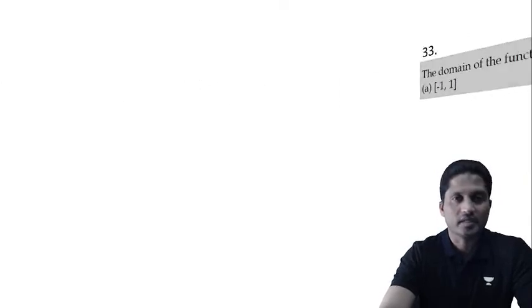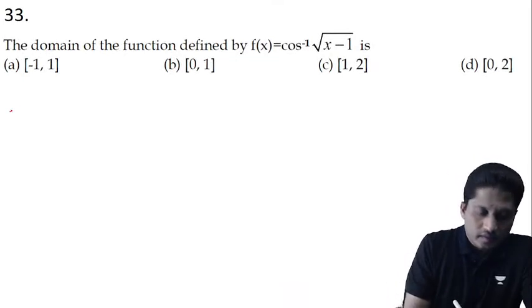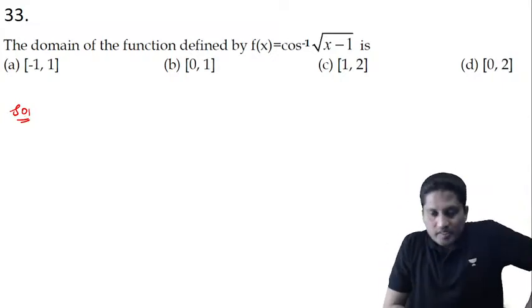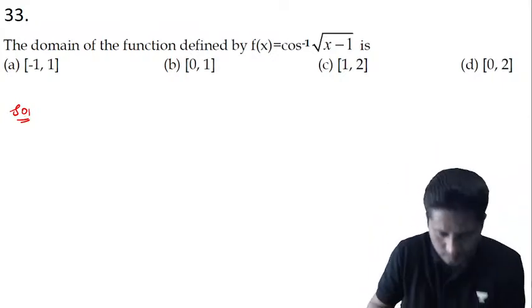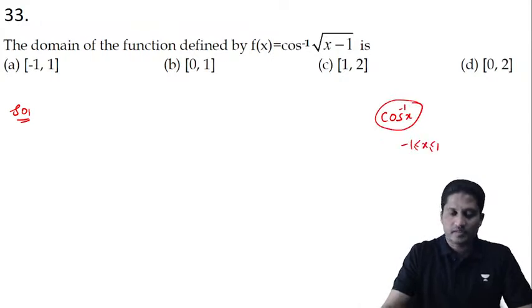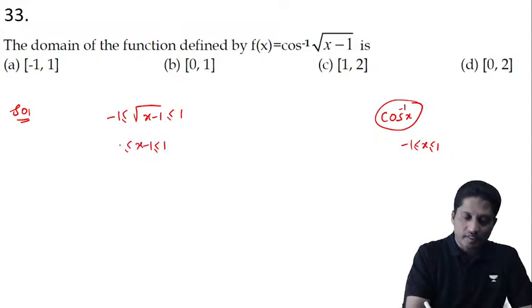Right, question number 33. I'm supposed to find the domain of this function. Cos inverse of x is defined when x lies between minus 1 and plus 1, right? Cos inverse of root of x minus 1 is defined when root of x minus 1 lies between minus 1 and plus 1. Root of x minus 1 lies between 0 and 1, as the minimum value of a square root is 0 only.